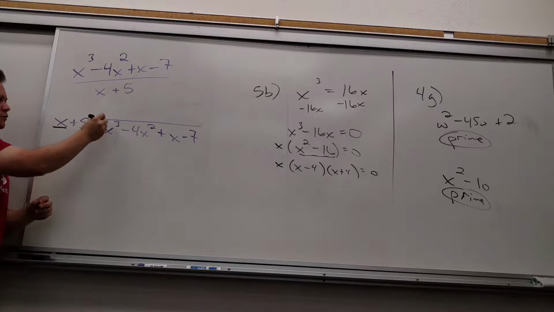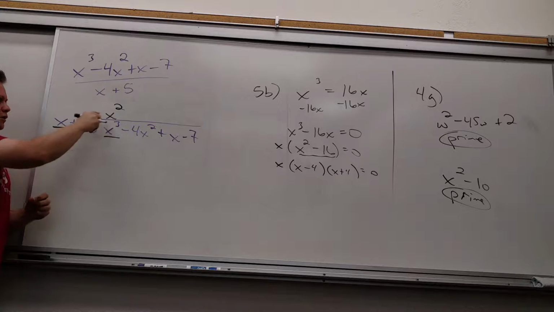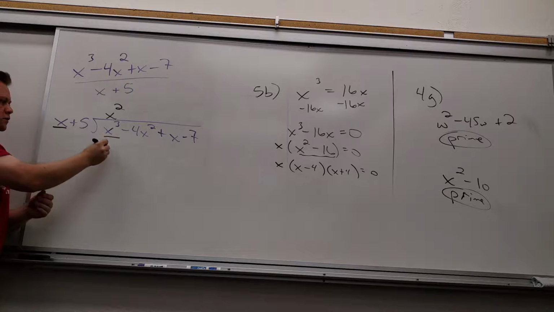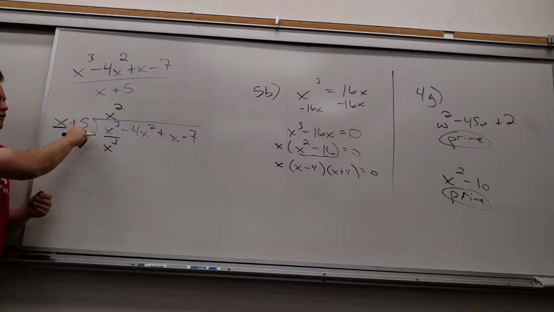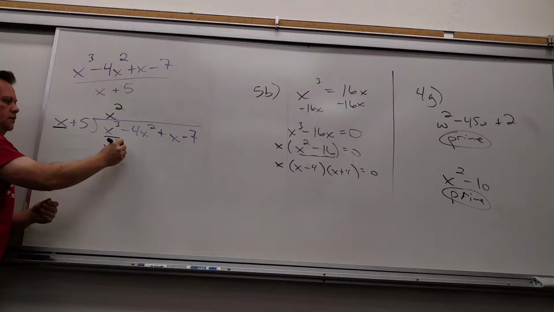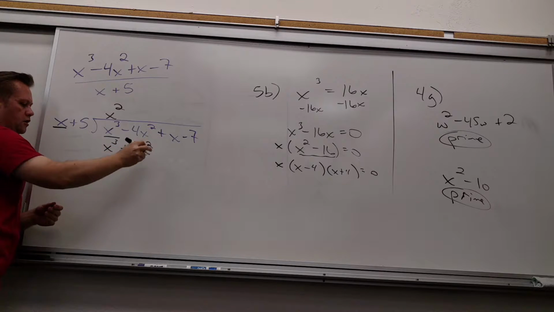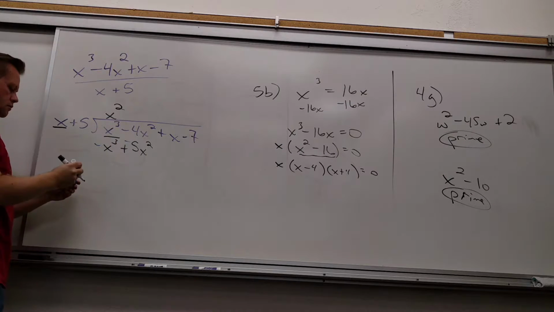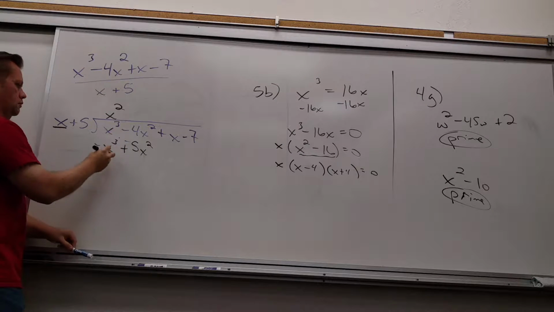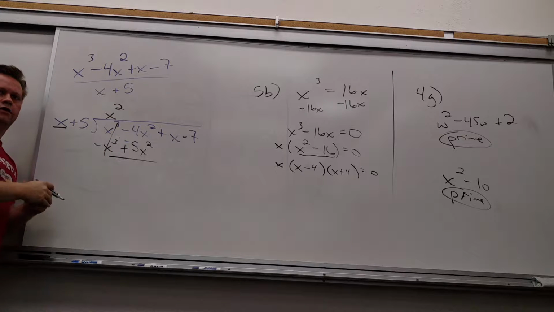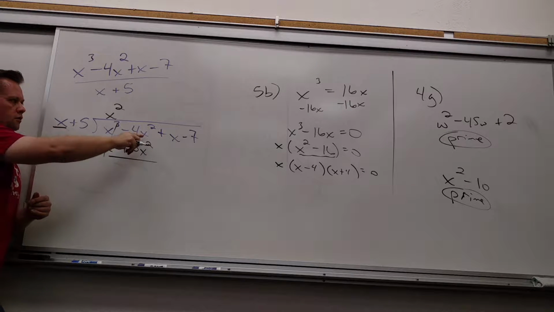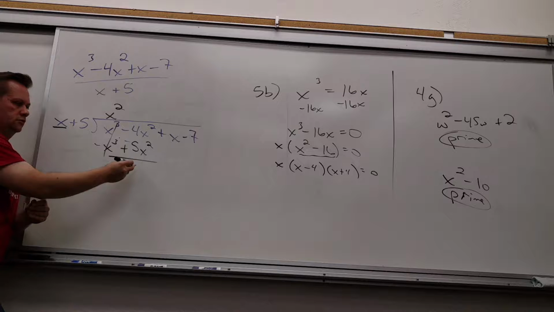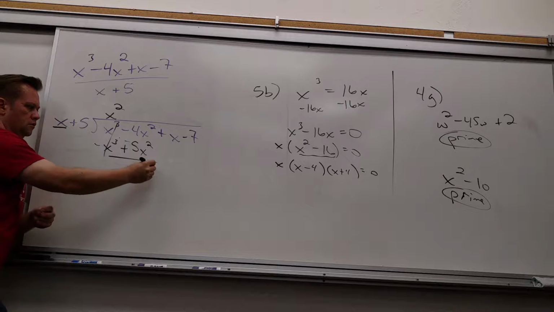So x times what is x cubed? X squared. X squared times x? That's amazing. We just said it. X squared times 5? 5x squared. And then you change the signs. Those always have to cancel. It tells you you're on the right track. Negative 4x squared minus 5x squared is negative 9x squared.